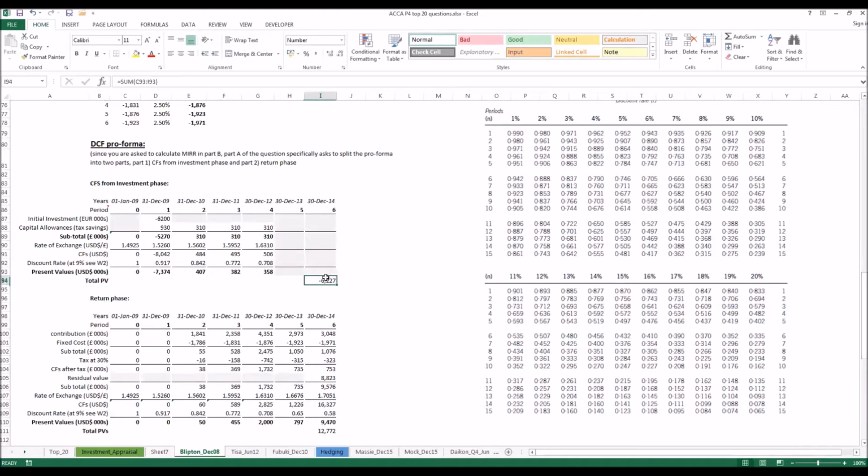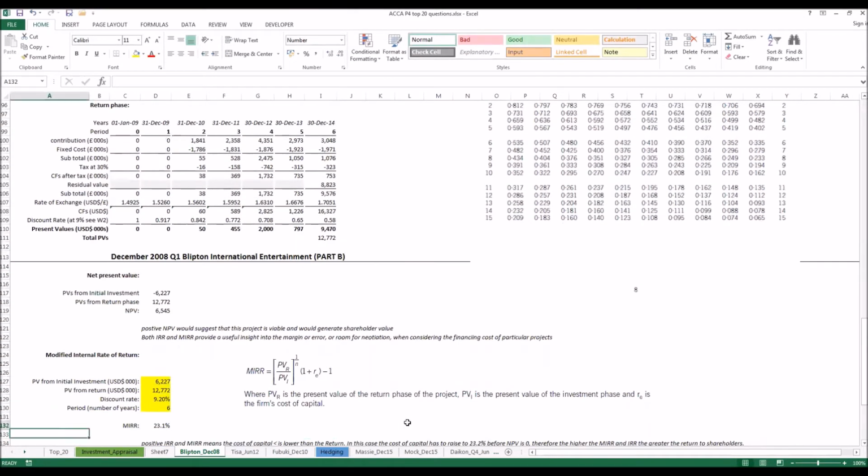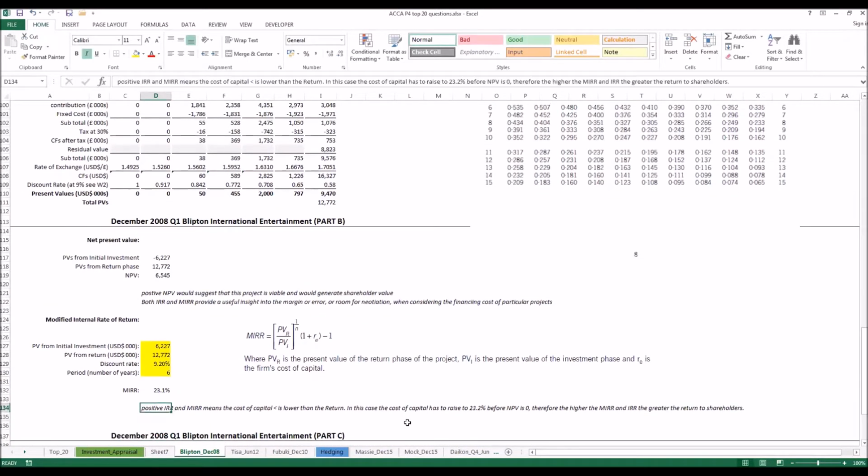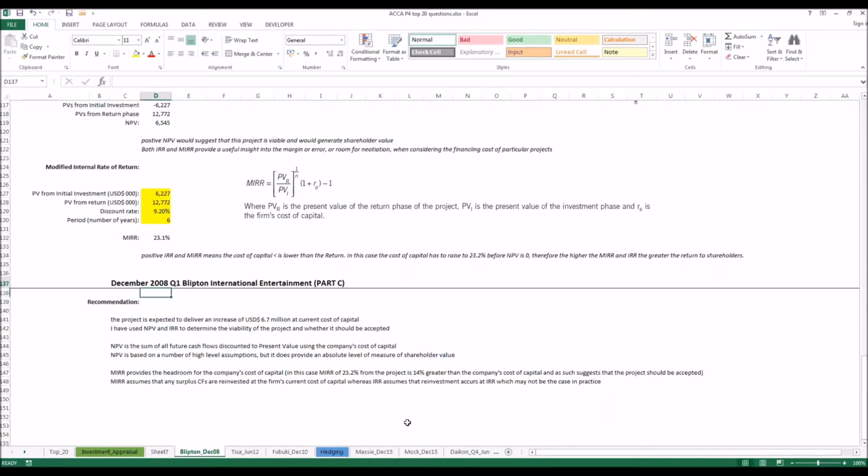So here you've got 6.2 million, and here you've got 12.7 million. Part B, I calculate the net present value, 6.5 million, modified internal rate of return, 23%, and give some background commentaries. And then for Part C, make a series of brief recommendations, 6 lines in total.